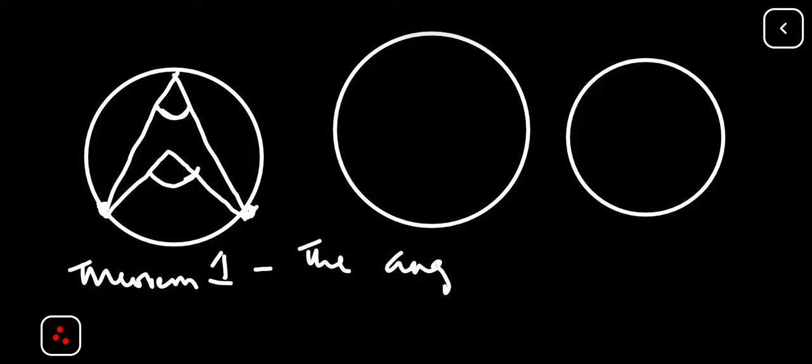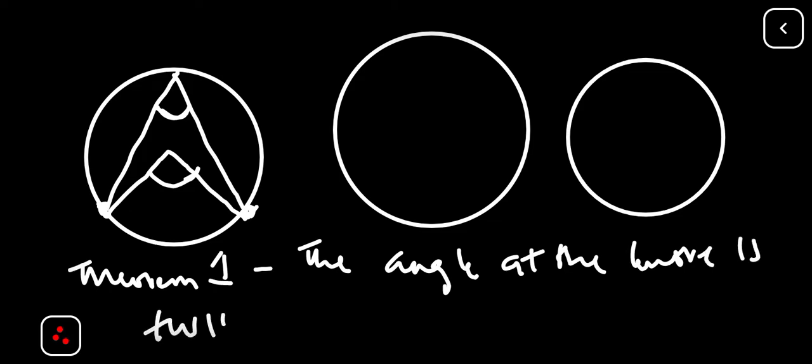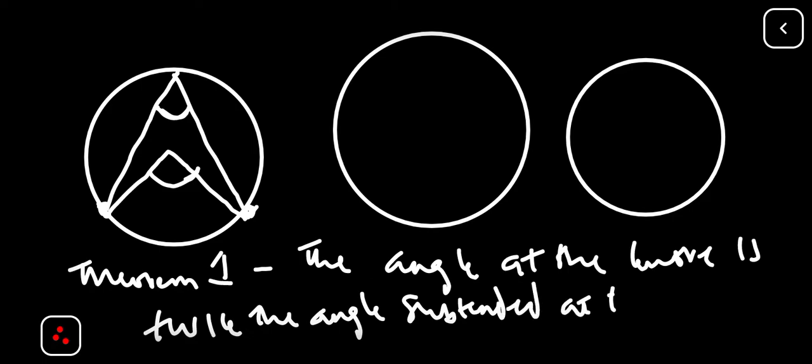angle at the center is twice, or 2 times, the angle subtended at the circumference.